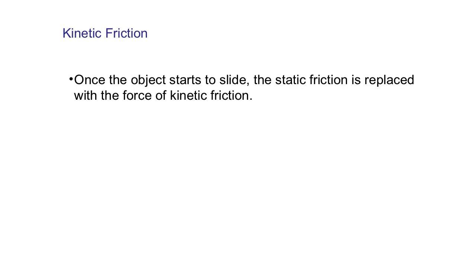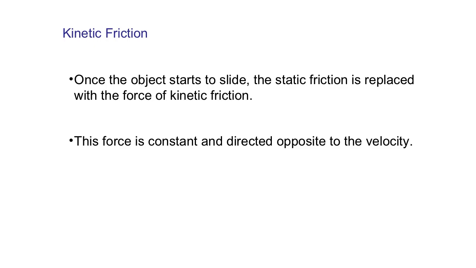Now, if that object, in this example of the block sliding down to the right, which direction is this force going to be pulling? Up and to the left. It's always going to oppose the velocity. It's constant, typically. This is empirical, but it's generally a constant force, directed opposite to the velocity. We said that the static force increases: the harder I push, the harder the static frictional force pushes. But once I'm going, it's a constant force that's being applied to the object.